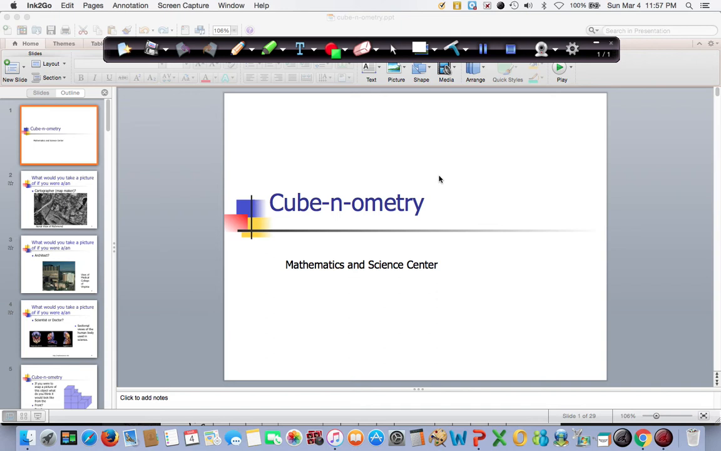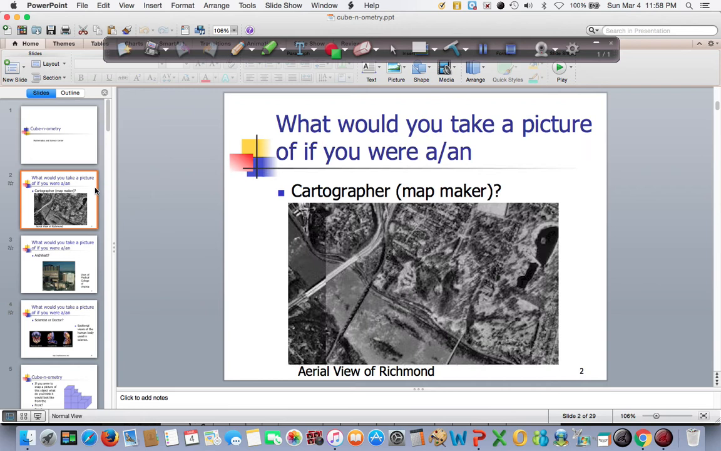Welcome. So we are going to work with cubinometry. In other words, it's 3D models and how we use them, how we build them, and how we can look at two-dimensional figures. So in this first slide, what would you take a picture of if you were a cartographer or a map maker? So this is an aerial view of Richmond.